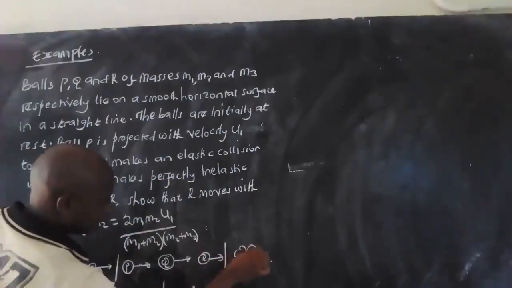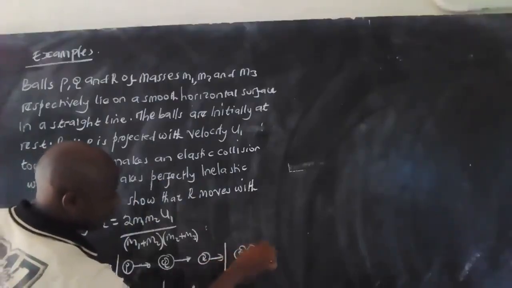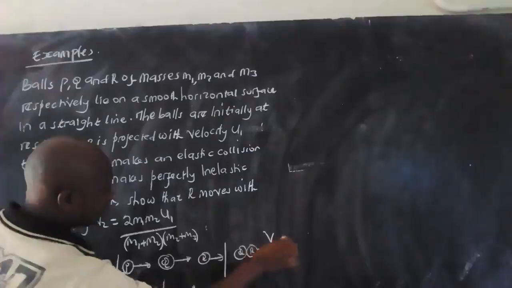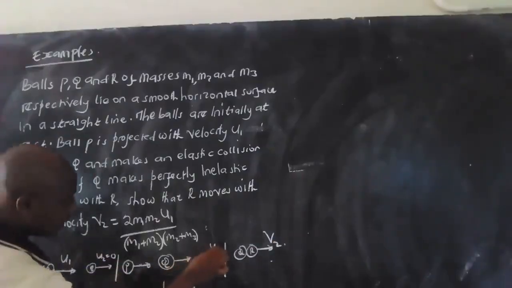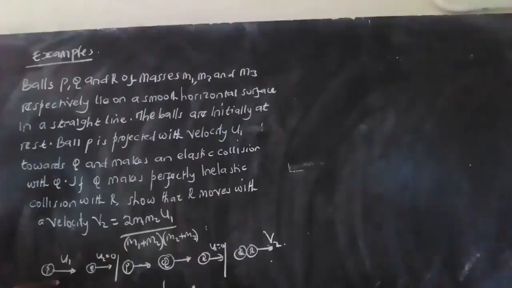This is Q, this is R, with the velocity they are calling V2. P is given the velocity U1, Q is at rest, U2 is 0, U3 is equal to 0, okay? Now after collision, what happens to P? This is the velocity of P, this is the velocity of Q. Then after that, we shall be able to eliminate Vp and V2, since the final equation does not have these two. So we start with P and Q first.